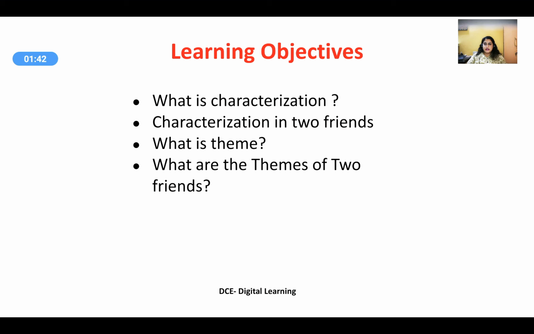The learning objectives of this session. First, we shall try to define what is characterization, and then we shall focus on characterization in the story Two Friends. We'll proceed towards the definition of a theme, and then what are the themes of the Two Friends short story.